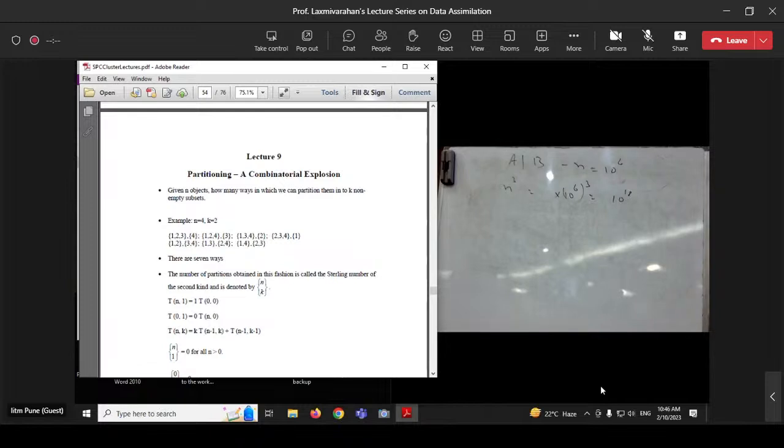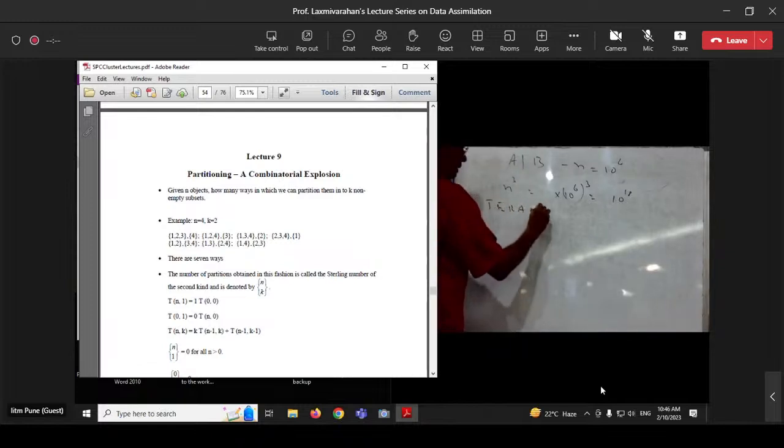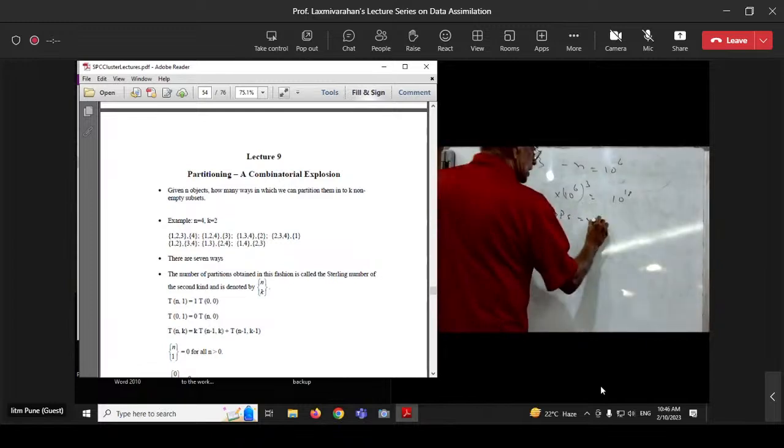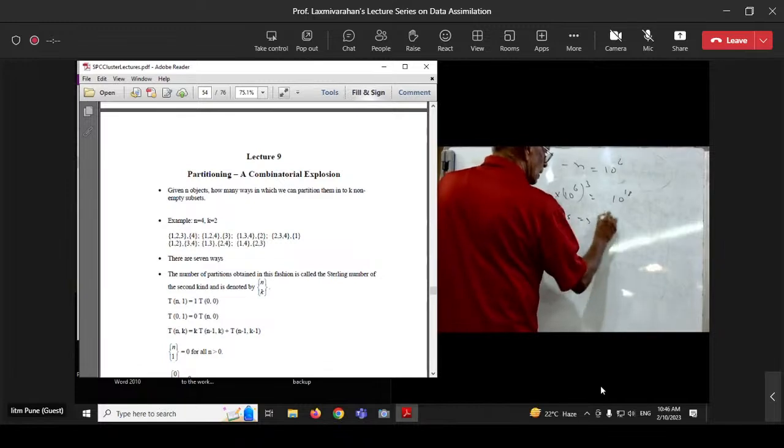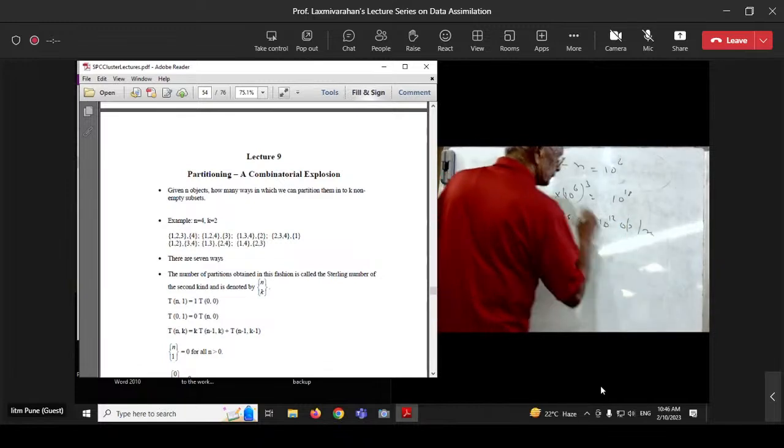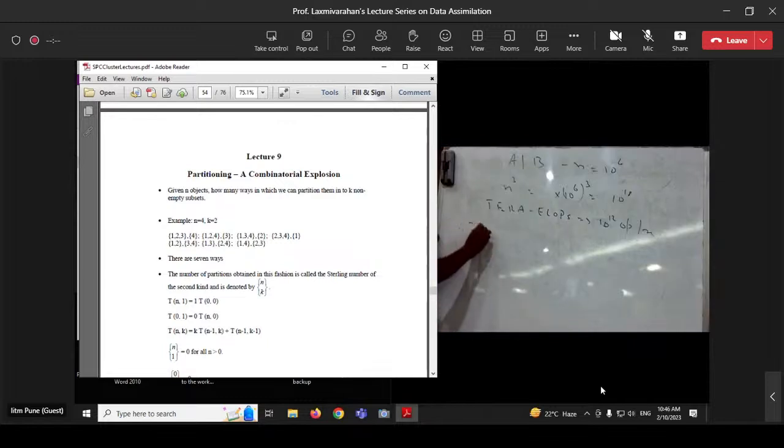Let's assume I have a teraflop machine. What's a teraflop machine? It can perform 10 to the power of 12 operations in 1 second. That means 10 to the power of 12 ops per second. So what is the time required? The time required is 10 to the power of 18 divided by 10 to the power of 12, which is equal to 10 to the power of 6 seconds. I need a million seconds.